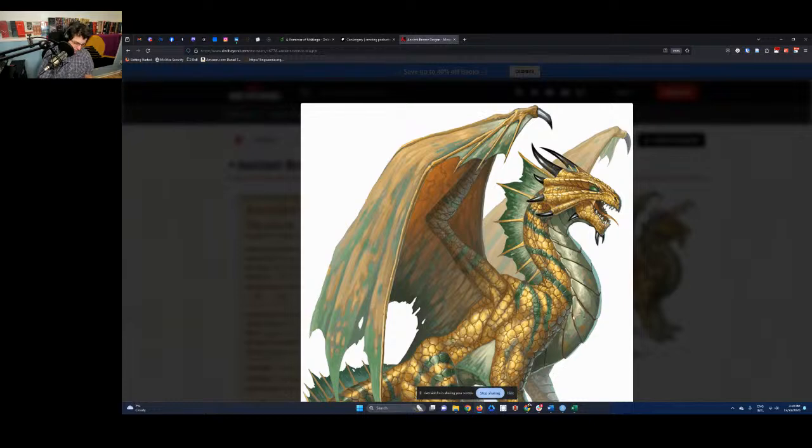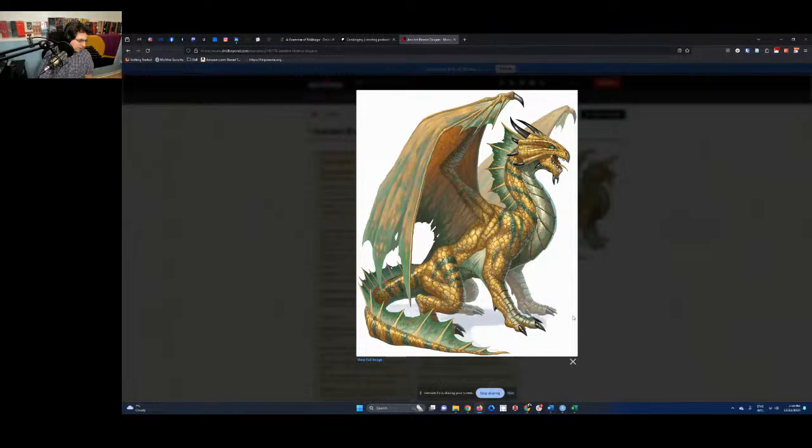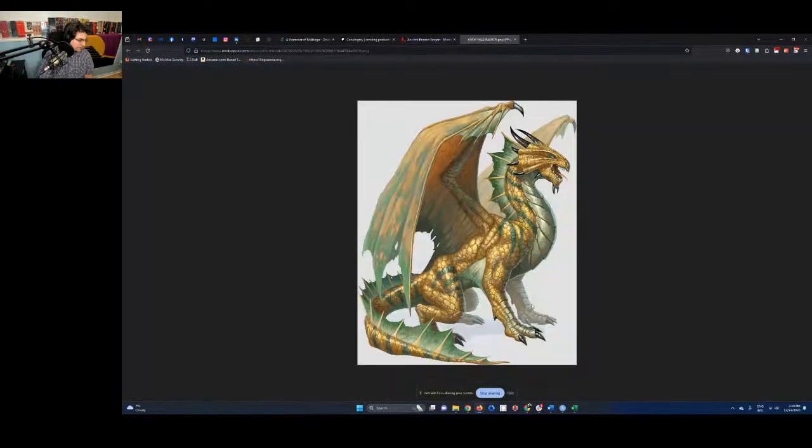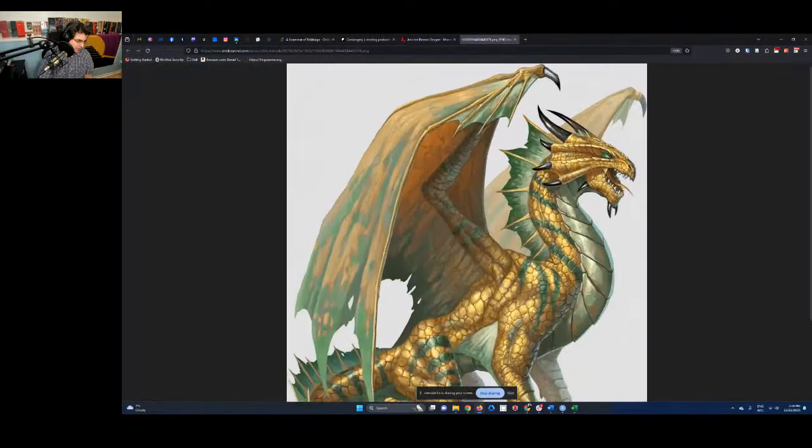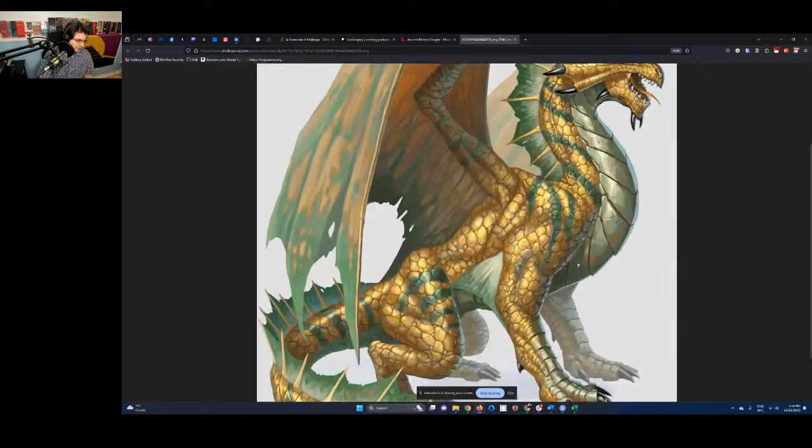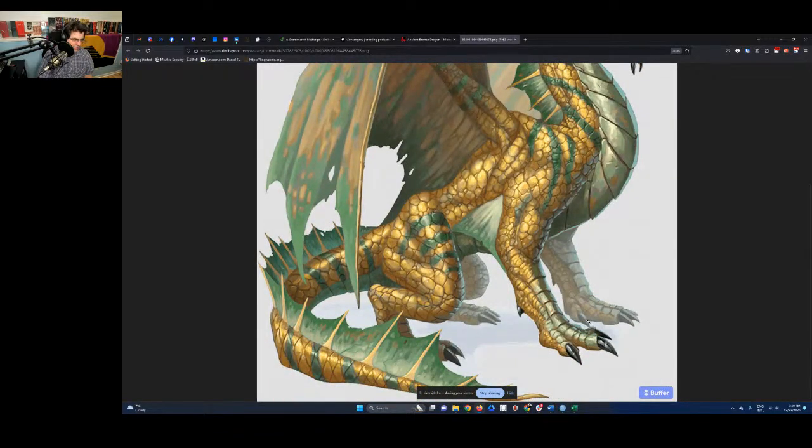Can I actually zoom in? Let's view the full image and scroll down. See, it looks like he's got, from the art, 4 usable toes, at least on his forelimbs.